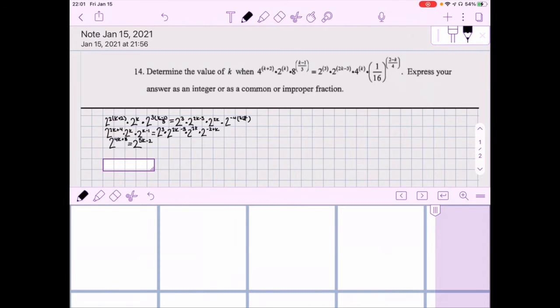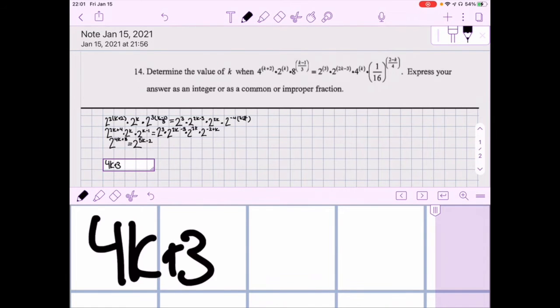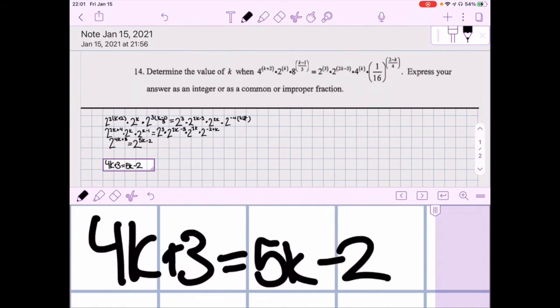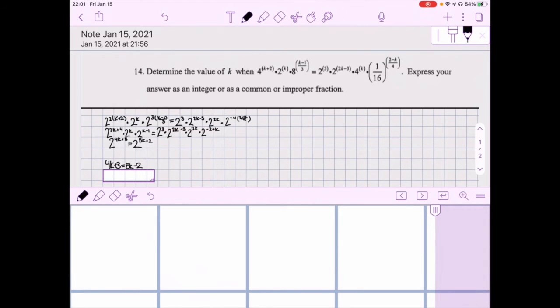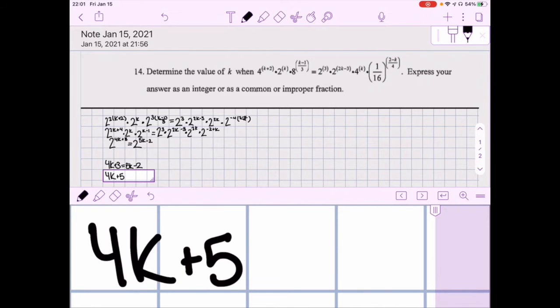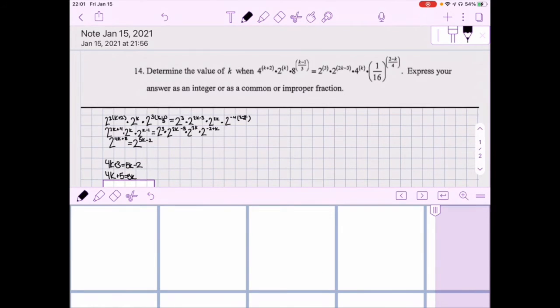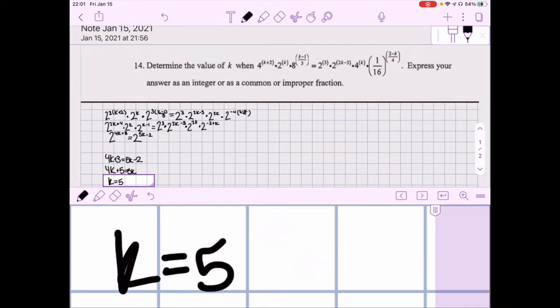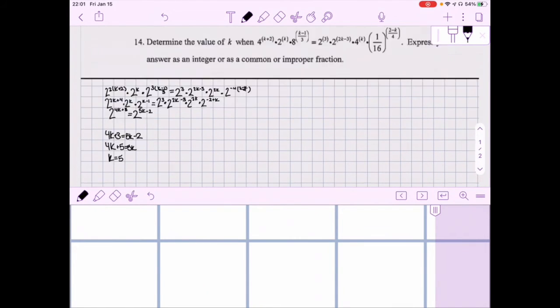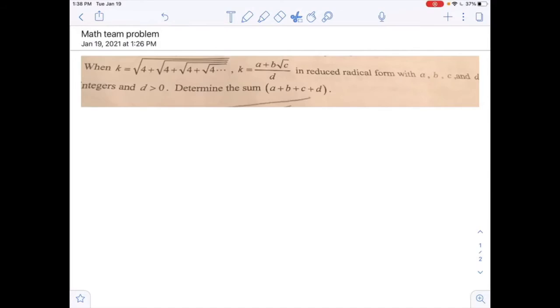We can just go ahead and write that 4k plus 3 equals 5k minus 2. And then we can go ahead and simplify it out. So 4k plus 5 equals 5k. And then we have k equals 5. And yeah, that's how you would do that problem.